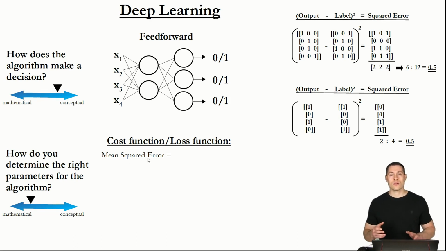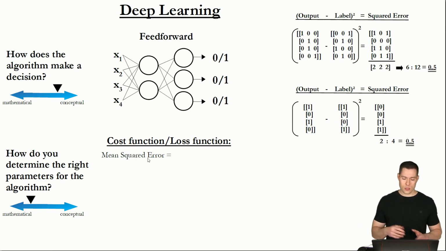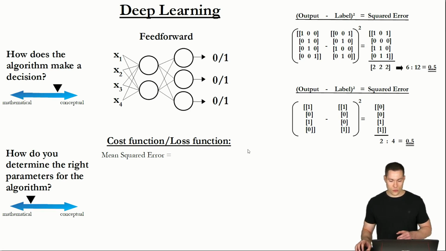So one thing to keep in mind is that when working with the mean squared error, and if you want to compare 2 neural nets directly with each other, you have to make sure that they have the same number of output nodes.